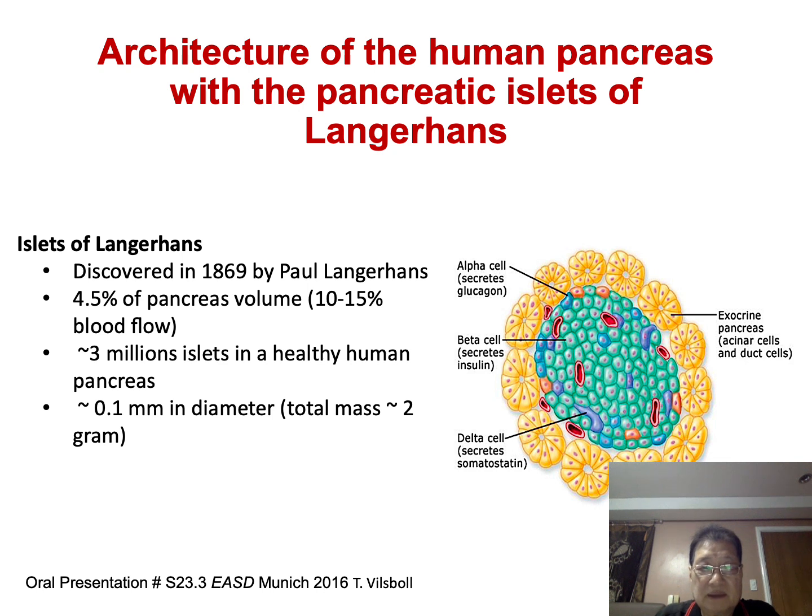Now, let me just emphasize that mouse islets are a little different from human. The alpha cells are within the mantle, in the outer border of the islets in mouse islets. However, in human islets, the alpha and beta cells are mixed all throughout the islets.